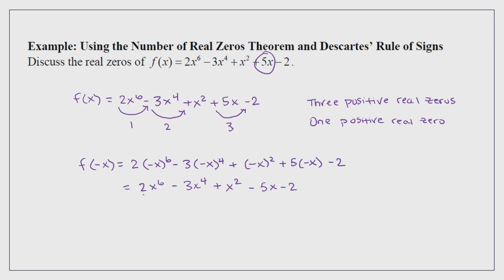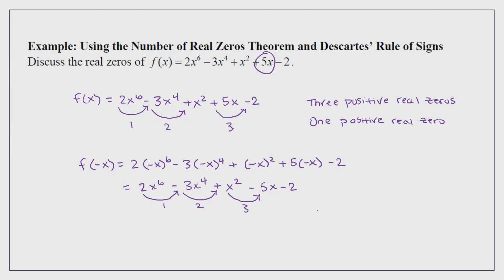Okay? So now we need to identify the number of variations in the sign of the non-zero coefficients. So my first term to my second term changes signs. My second term to my third term changes signs. And my third to my fourth also changes signs. So I have 3 variations here.